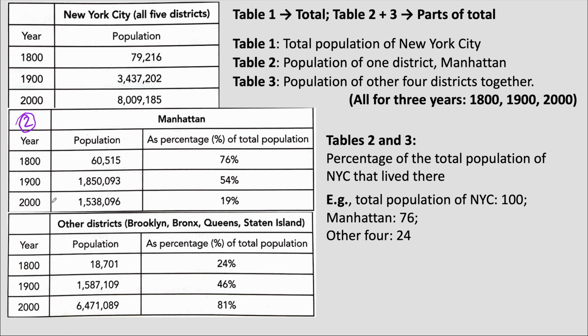Tables 2 and 3 have one more column. They show what percentage of the total population lives in each part. To understand this more easily, imagine the total population of New York City in 1800 is 100. Out of these 100 people, 76 lived in Manhattan and 24 lived in the other 4 districts.